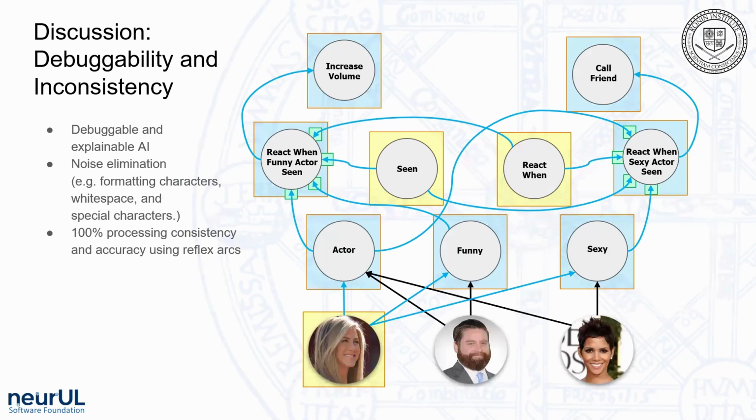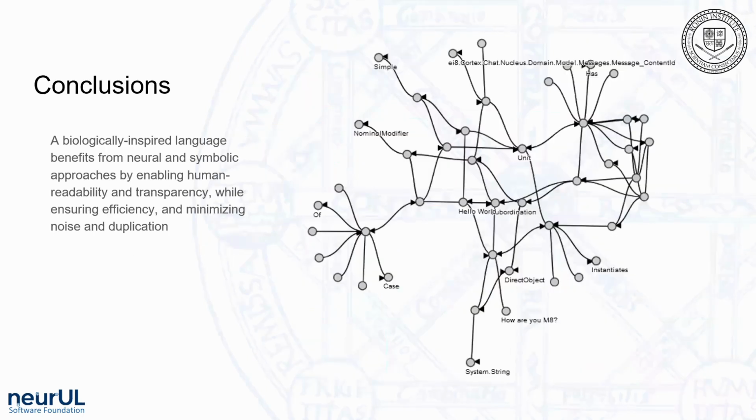Also, AI can be debugged since neurons are human-readable and efficient, and can be used without the need for unnecessary noise such as formatting characters, white space, and special characters. Lastly, based on our tests, we are able to achieve 100% consistent and accurate processing results using only reflex arcs. In conclusion, a biologically inspired language benefits from neural and symbolic approaches by enabling human readability and transparency while ensuring efficiency and minimizing noise and duplication.